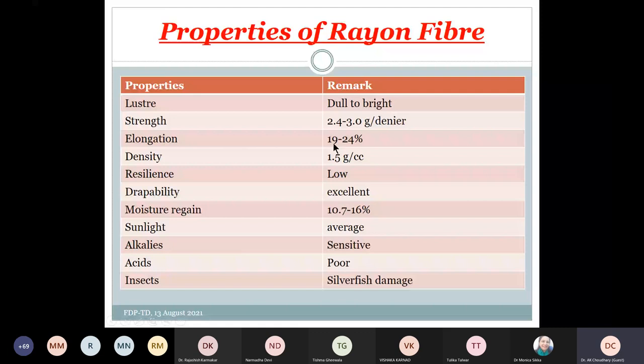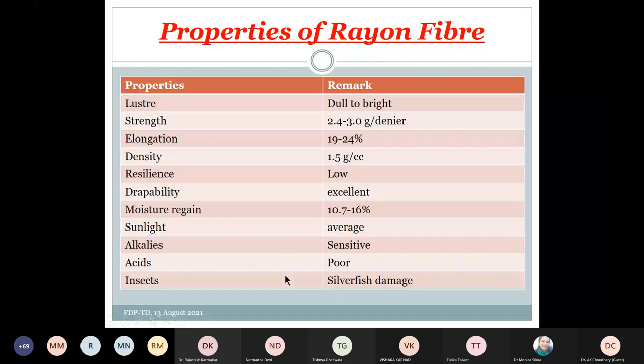Durability and moisture regain are slightly better than the moisture regain properties of cotton fibers. Again, the same characteristics: it is sensitive to sunlight and alkali, with poor resistance to alkali and acid. Insects can easily damage these fibers, especially silverfish.